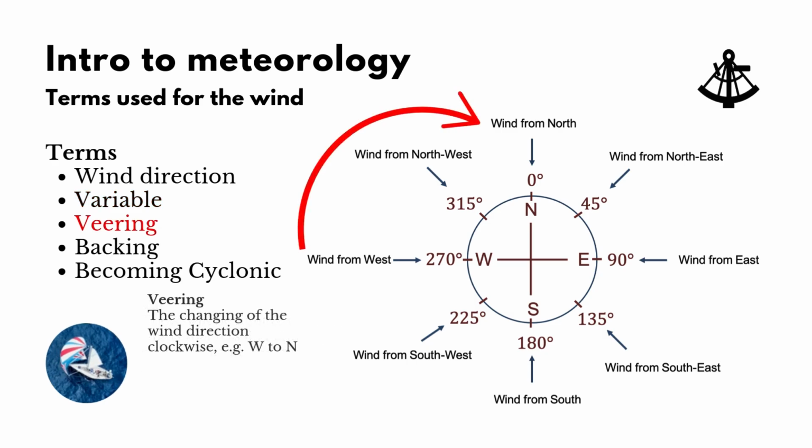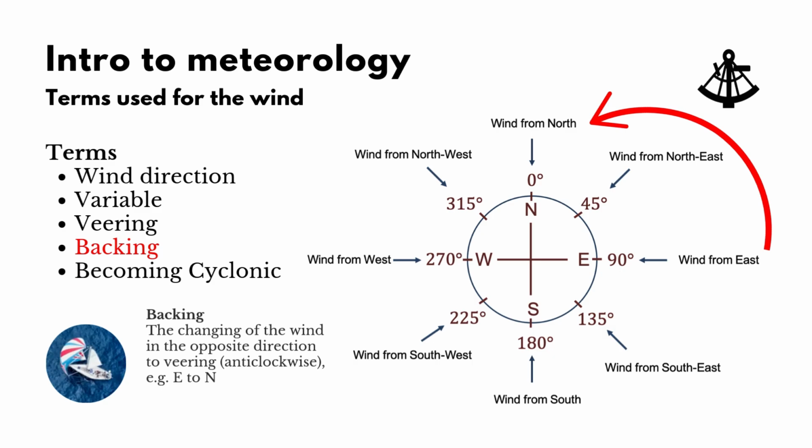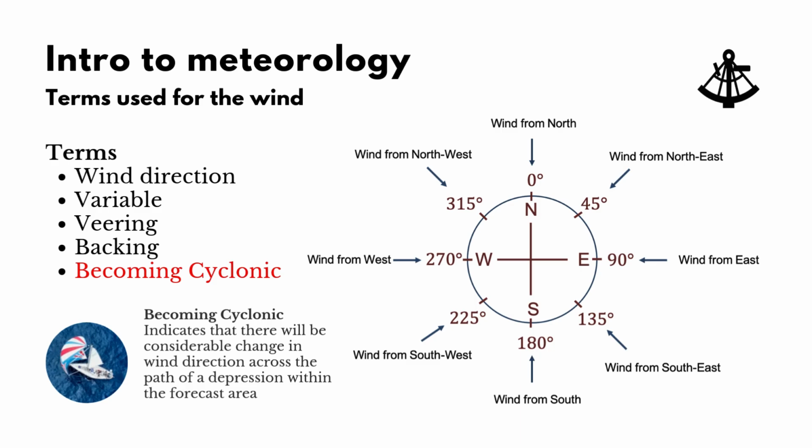If the weather forecast says that the wind will be veering, it will turn clockwise, for example from west to north. If the wind is expected to be backing, it means it will turn anti-clockwise, for example from east to north. If the wind is becoming cyclonic, it indicates that there will be a considerable change in wind direction across the path of a depression within the forecast area.